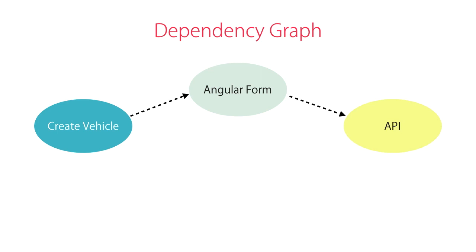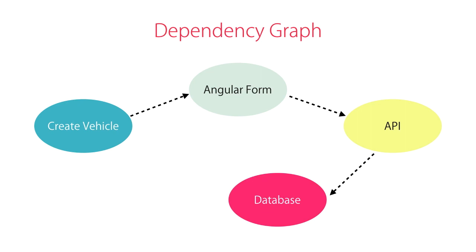So back to our dependency graph, we want to build this feature, create vehicle. In order to build this, first we need an Angular form. Now this form needs its data from the server. So in order to build this form, first we need an API. We need one or more API endpoints so we can get the data to populate this form. Next, in order to build this API, we need a database to store our data.